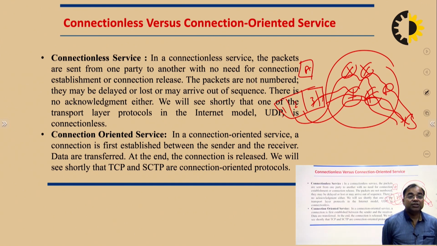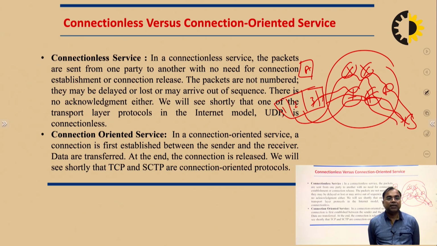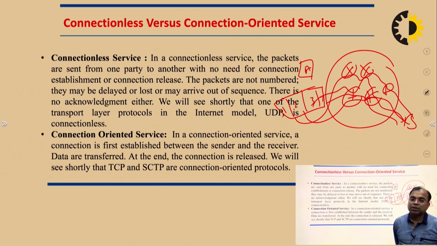We will see shortly that one of the transport layer protocols in the internet model, UDP, is connectionless because it is the fastest. If we try to make a connection, it will take time. So that is UDP, the connectionless one. One example of a connectionless service in the transport layer is UDP.